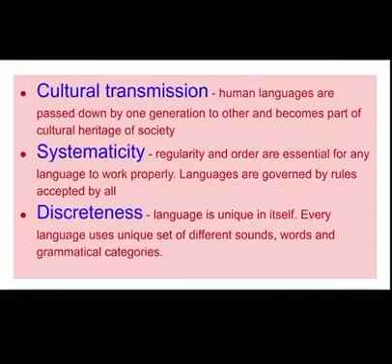Next property of language is discreteness. Language is unique in itself. Each sound is discrete in itself. Every language uses a unique set of different sounds. Each sound is different from the rest and is combined to form new meaning. A sound can be repeated or combined with others to form new meaning. Different languages employ different grammatical categories to express simple to complex meanings.